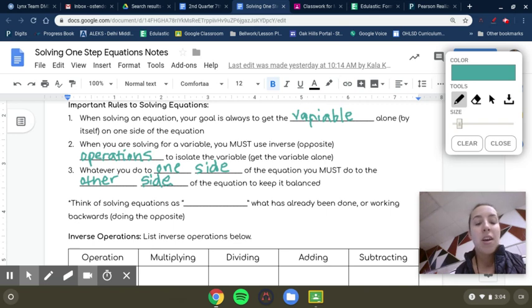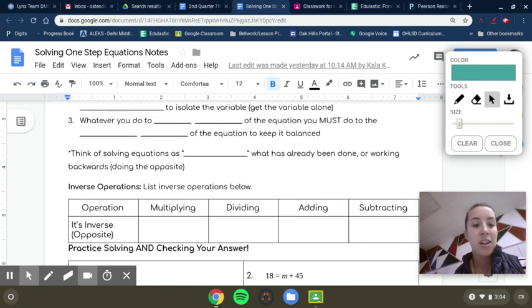You're going to be thinking to solve equations as undoing what has already been done. And I'll show you what I mean by that here in a second. So you're undoing what has already been done or working backwards, doing the opposite in order to get the variable isolated or by itself. Okay?